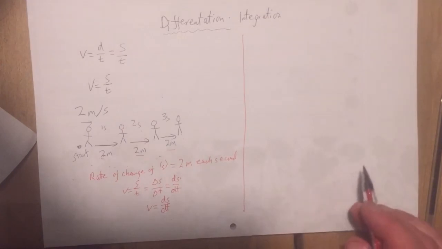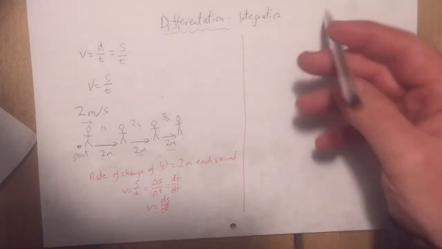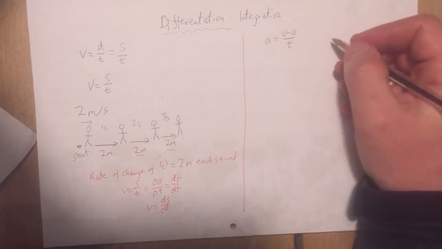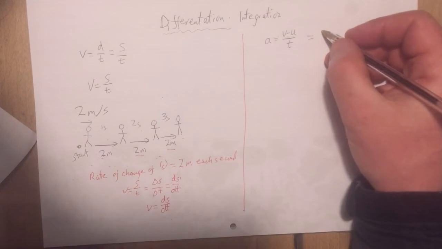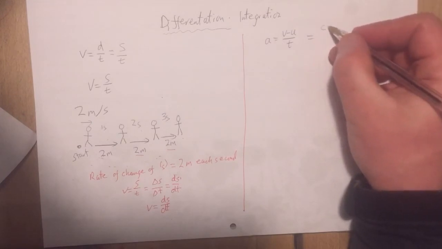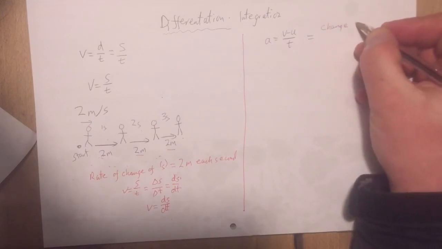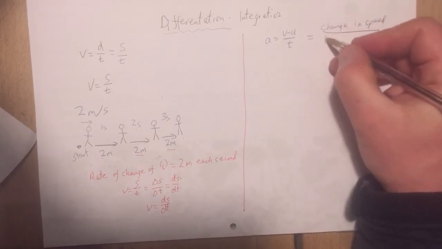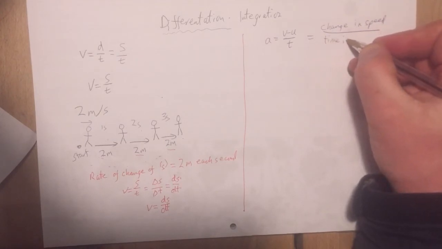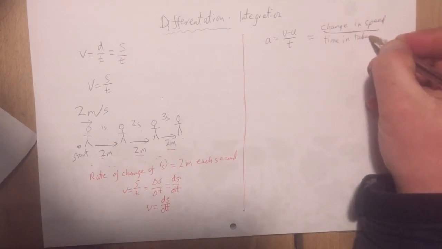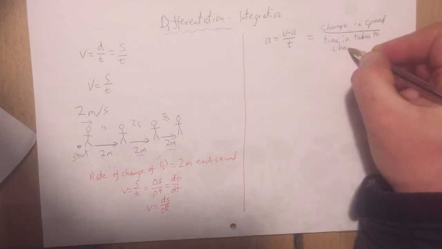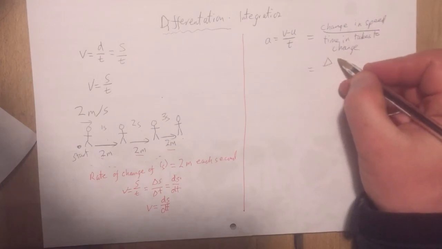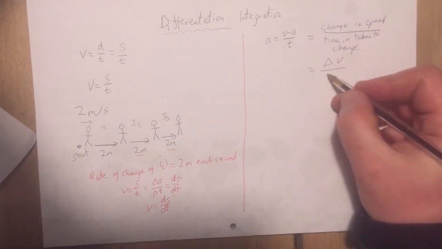The second thing that we're looking at today is another National 5 equation, a equals v minus u over t. It's actually easier though if I write it in a National 4 format, where acceleration is the change in speed over the time it takes to change. You could actually say the change in time. You can probably see where I'm going with this. So if it's a change in speed, it's delta v, over delta t.